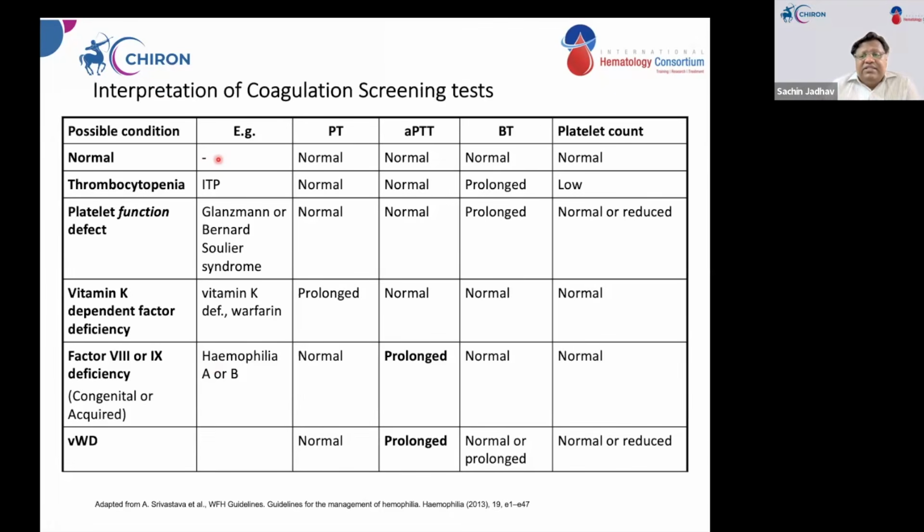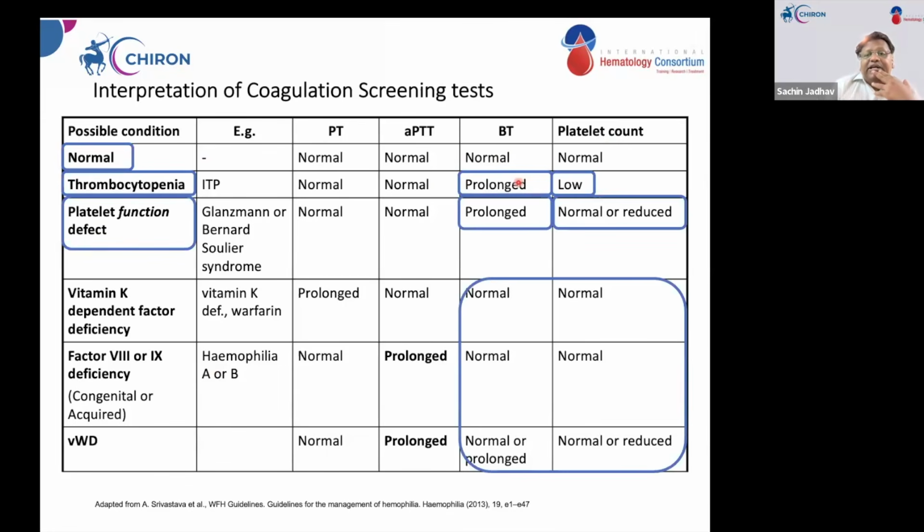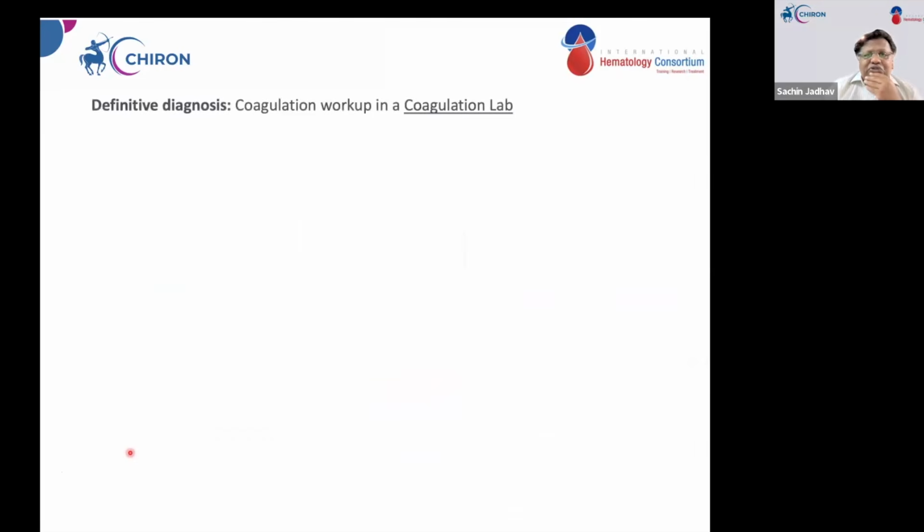And these are some details of coagulation tests, how we interpret them. In a normal patient, PT, APTT, bleeding time, platelet count is normal. In thrombocytopenia, bleeding time is prolonged. Platelet function test, bleeding time is prolonged. Prothrombin time, PT is prolonged in vitamin K dependent factor deficiency. APTT is prolonged in factor 8, 9, and von Willebrand disease, von Willebrand antigen deficiency. So just an overview of the common coagulation issues.